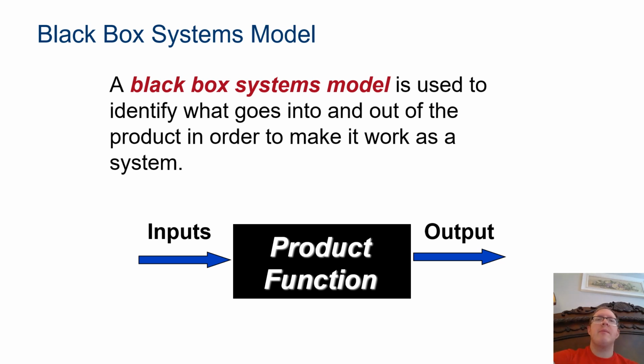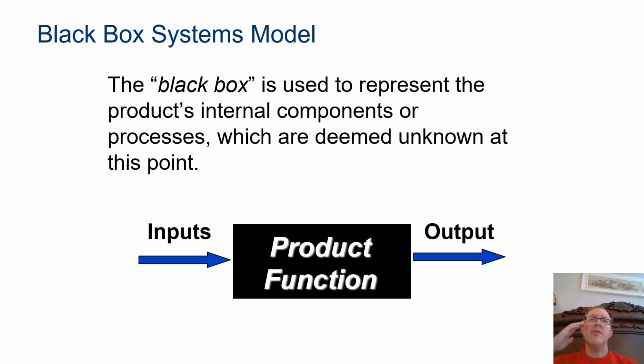Okay, so the black box system model is that chart we were talking about, the inputs and outputs chart. And it's just a way of organizing a product and breaking down its inputs and outputs. The black box is used to represent the product's internal components or processes, which are deemed unknown at this point. So basically, you don't have to know how the product does this. You just have to know, like for instance, your phone. What's your input? You touch a button. What's the output? There's a picture.